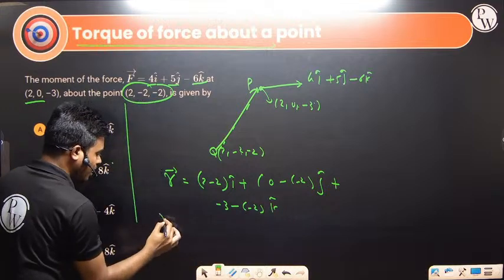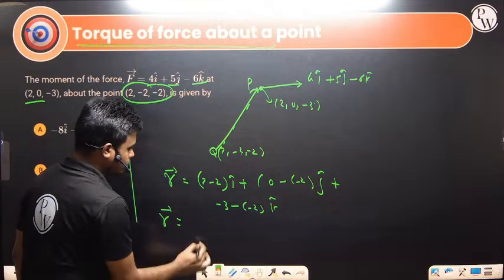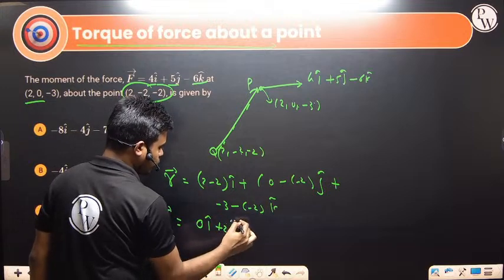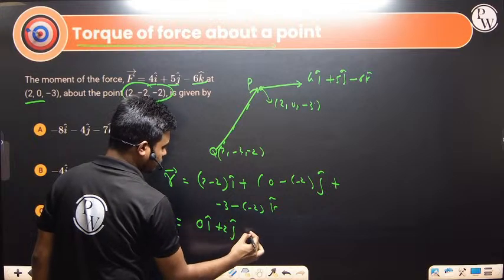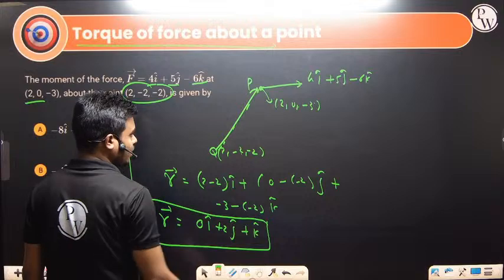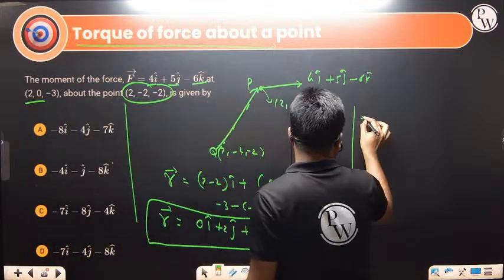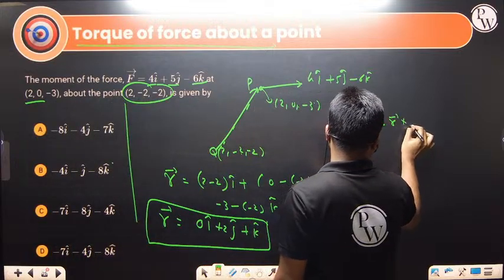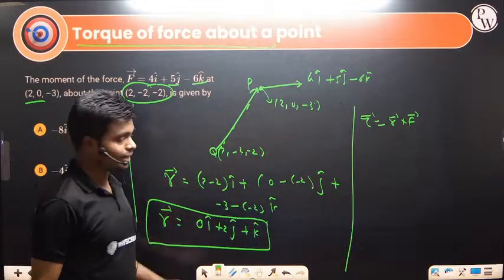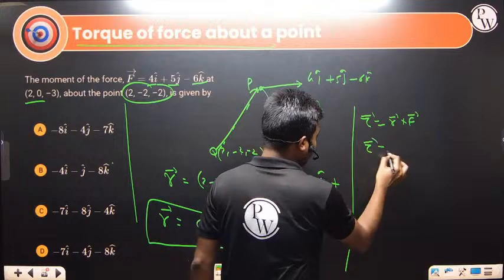So this R vector will be 0 i cap plus 2 j cap plus 1 k cap, since minus 3 plus 2 is minus 1... so this is the R vector we are getting. And if they're asking for torque, what is torque? Torque is given by R cross F. From there we can calculate torque tau equals R cross F.